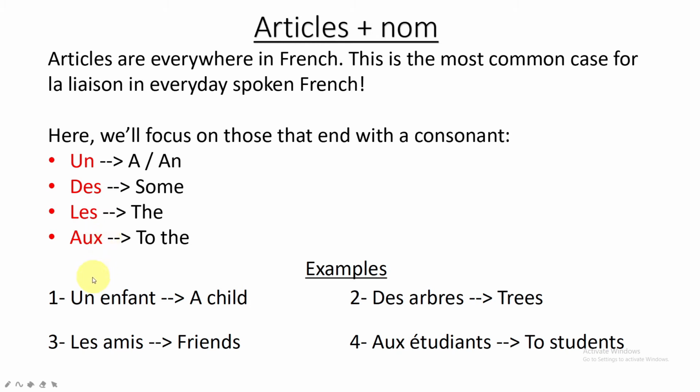So here are some examples. I'm not going to pronounce the liaison for the moment. Un enfant. Des arbres. Les amis. Aux étudiants. So you can pause the video, try to find the liaisons and get their correct pronunciation. Okay?